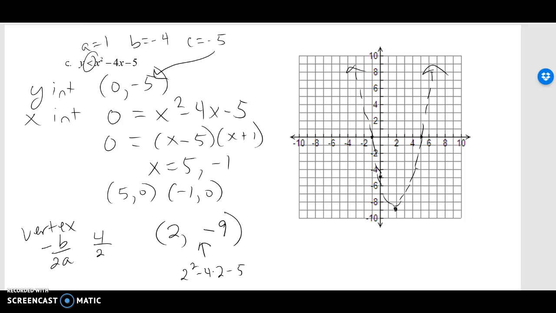Now our shading's either going to go in here or on the outside. Notice this doesn't go through 0, 0, so I'm going to test that. So I'm going to see, is 0 less than 0 squared minus 4 times 0 minus 5? 0 is not less than -5. That's false, so therefore we wouldn't shade where we have 0, 0 located. We would shade where it's not located.